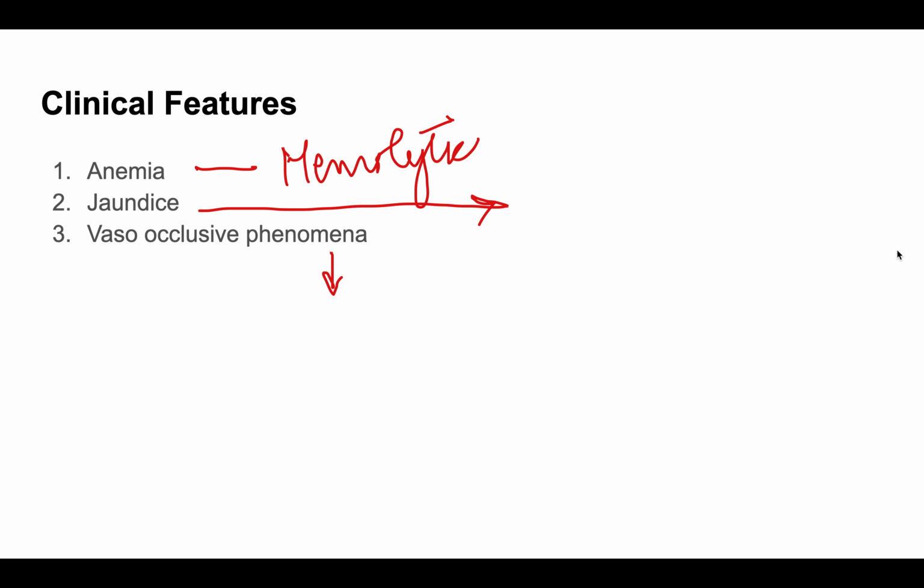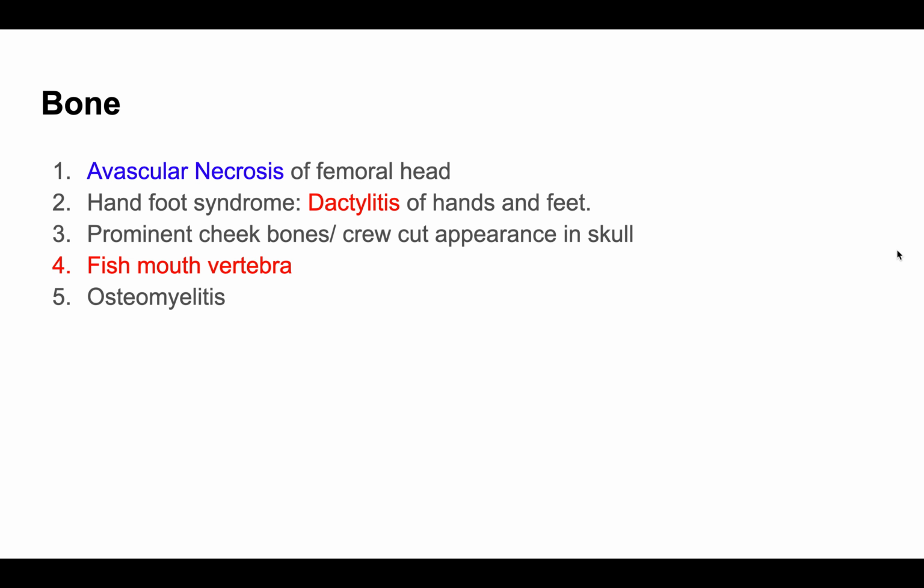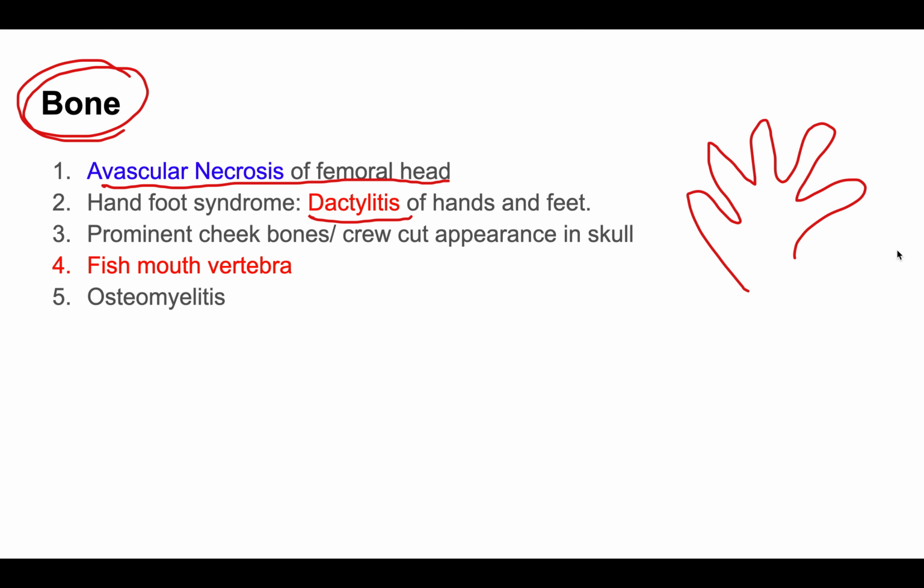Vaso-occlusion, now what takes place due to vaso-occlusion, let's see. In the bone, whenever the vessels are blocked, it will lead to avascular necrosis of the femoral head. It will lead to dactylitis. Dactylitis is in the fingers, there is inflammation of the joints, so the patient can come with swollen joints. So dactylitis of the hands and feet can be there. Then whenever hemolytic anemia is there, there is some type of extramedullary hematopoiesis, because of which the skull can also show features.